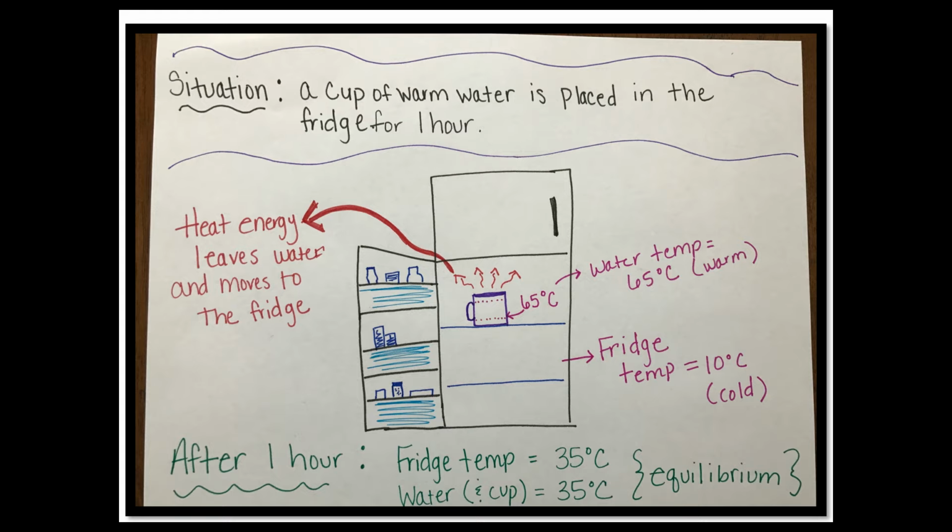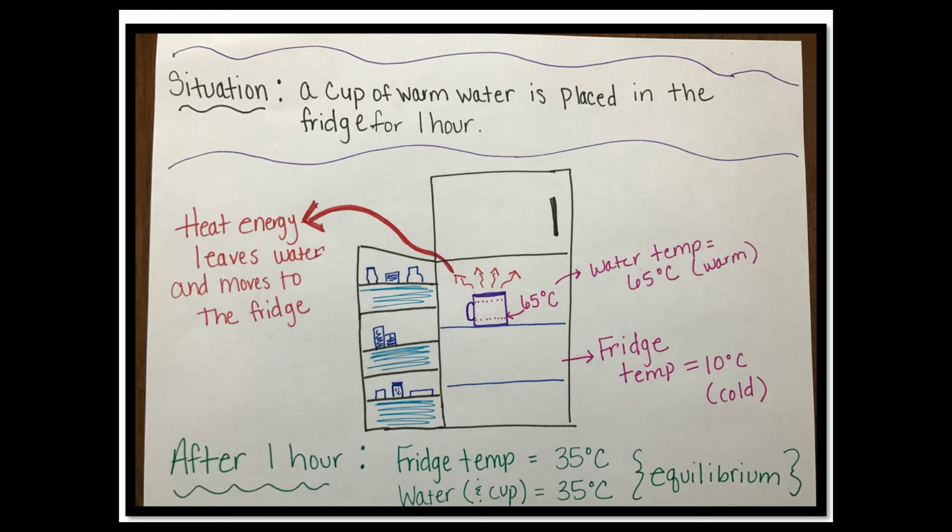It increased to 35 degrees Celsius. And then my cup of what used to be warm water is also 35 degrees Celsius. So it actually decreased in temperature. Because those temperatures are the same, the fridge temp and the water temp, we say that it has reached equilibrium. That's a word that we discussed after we did these experiments.